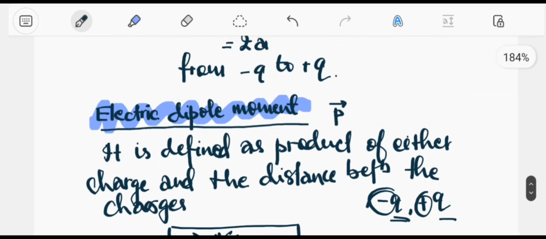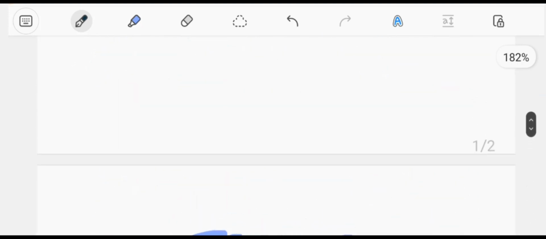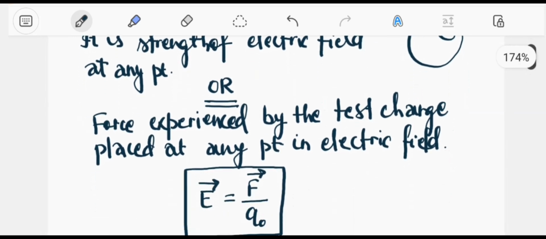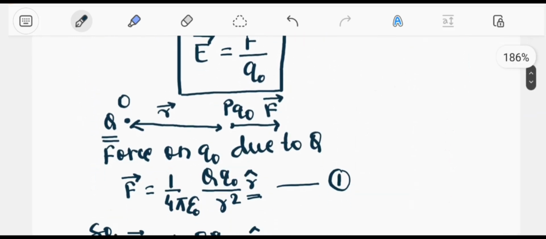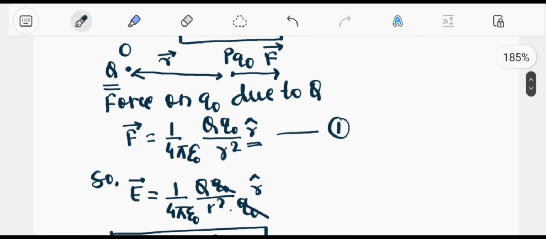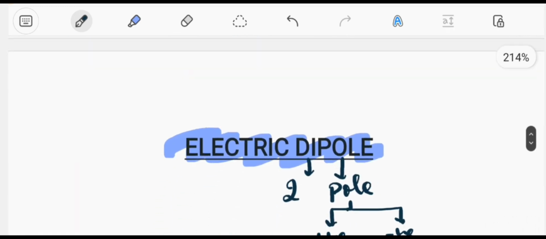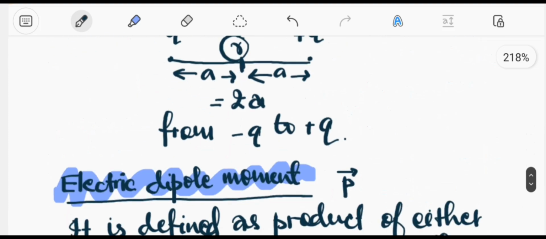Now you can see we have discussed two things. One, the electric field intensity: we have discussed the definition, the formula, and the formula for a point charge. Then with the next topic we have discussed electric dipole and electric dipole moment.